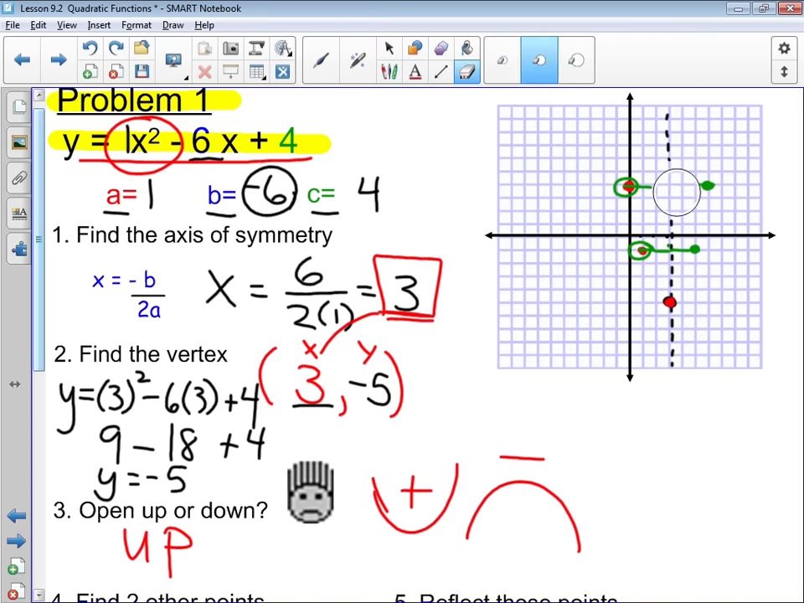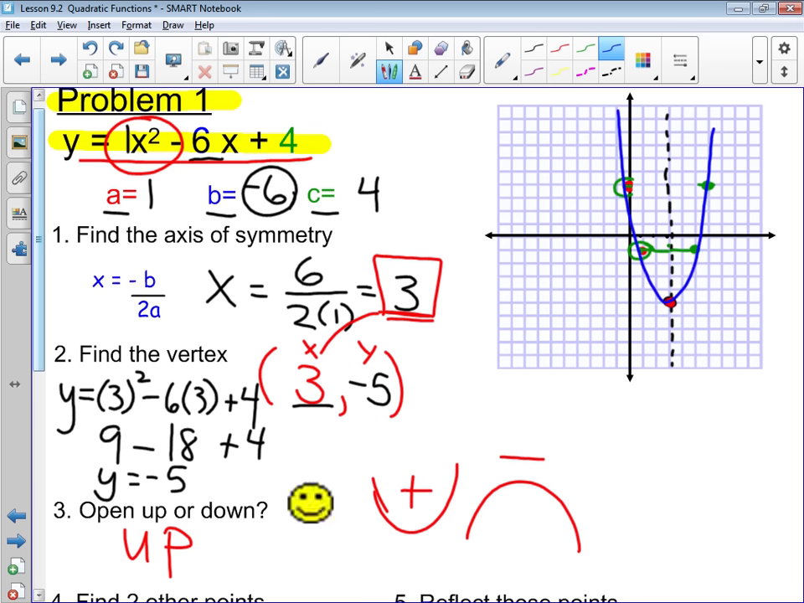Now I drew those so you could see how I was finding them, but you probably shouldn't draw them when you're graphing your parabola. Now that you've got those points, you can connect the dots and try to draw a good curve. And that's the graph of this parabola, y equals 1x squared minus 6x plus 4.